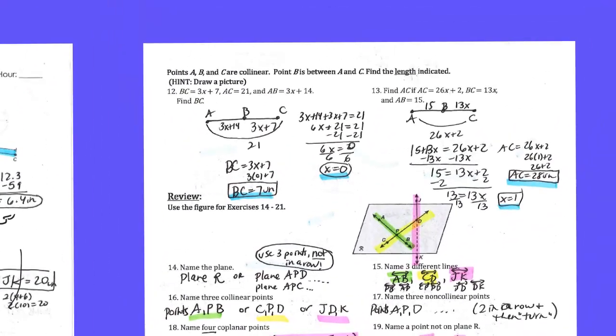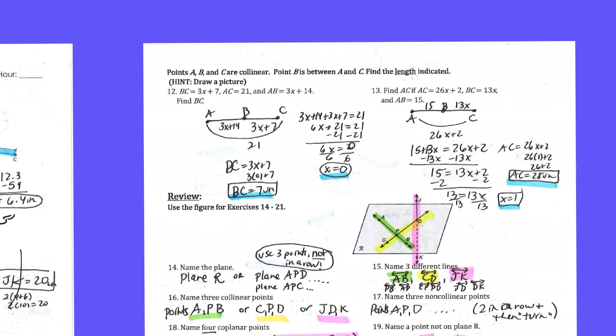Okay, let's go to the back. Now, here's where you've got to read. It says A, B, and C are collinear. Point B is between A and C. So put point B between A and C. And then it says AB is going to be 3x plus 14, BC is 3x plus 17, and the overall length is 21. So you add up the two parts and set it equal to the total over here. Solve for x. You get x is 0.